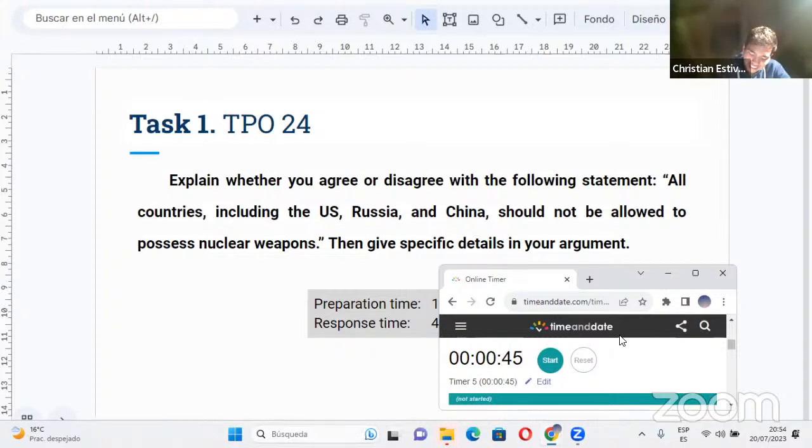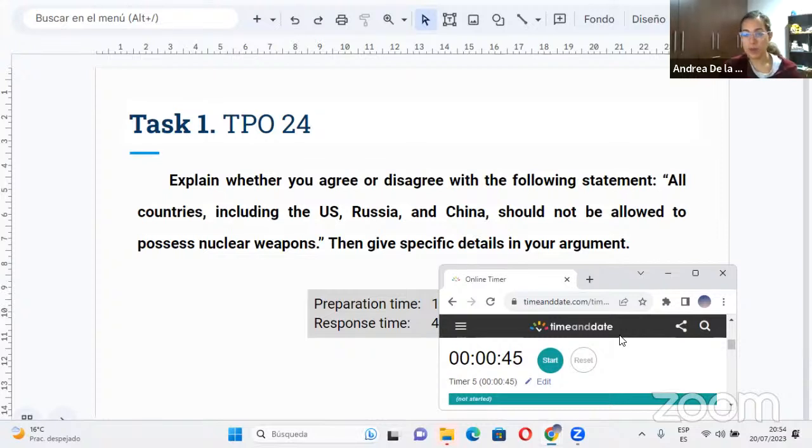Well, I think that it's unnecessary to have these weapons because they are so destructive and can cause a lot of damage for many years or decades. Okay, good. I like that.